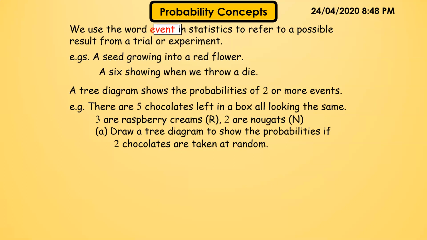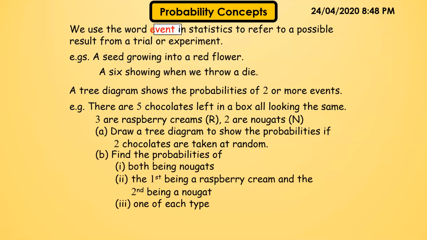So what we've been asked to do is to draw a tree diagram to show the probabilities if 2 chocolates are taken at random. Second, find the probabilities if you choose those 2 chocolates that they're both nougat. The second situation is the first being raspberry cream and the second being nougat. Third one being that you get one of each type.